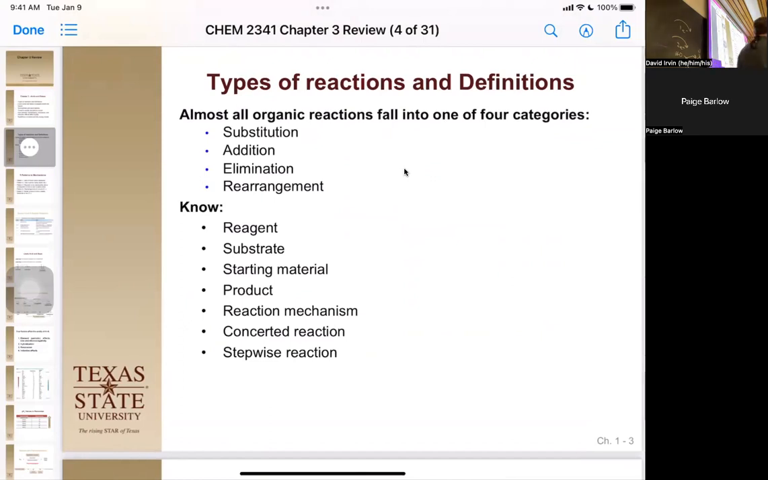Substitution, addition, elimination, and rearrangement. We've done all of these now, right? But also know what a reagent is, a substrate is, starting material, product, reaction mechanism, concerted reactions, and stepwise reactions. We've used all of these too. So these should be familiar, but just double check, make sure you know what concerted means, or substrate and reagent.